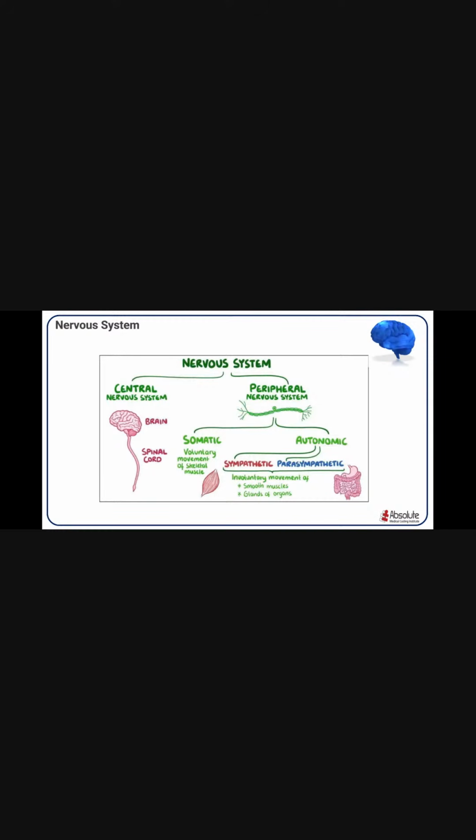This handles the involuntary function, the things the body automatically does, like the organ function, the glands, the smooth muscles, etc. And within the autonomic nervous system, again, there are two classifications: the sympathetic system, which is your fight or flight, and the parasympathetic system, which is the rest and digest.